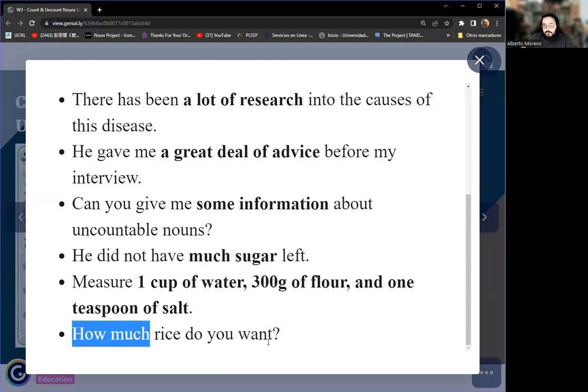And the question for uncountable nouns, which we'll see more in depth next week, is how much, for example, how much rice do you want? Rice is an uncountable noun because it is an amorphous thing made of very small pieces.